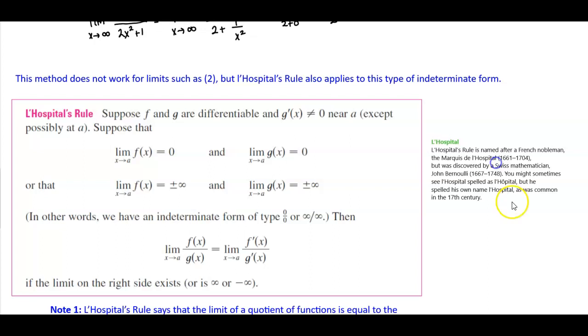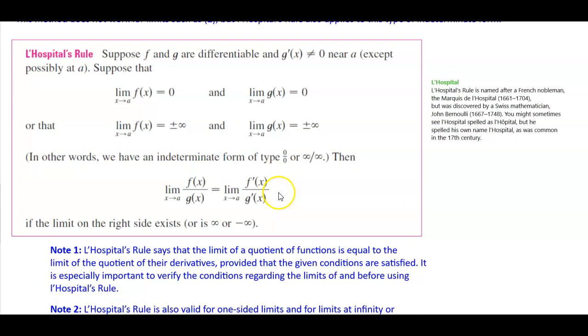Now, discussing L'Hopital, L'Hopital's rule is named after a French nobleman, the Marquis de L'Hopital, from 1661 to 1704, but was discovered by a Swiss mathematician, John Bernoulli. You might sometimes see L'Hopital's rule spelled as L'Hôpital, but he spelled his name L'Hospital with an s, as was common in the 17th century.